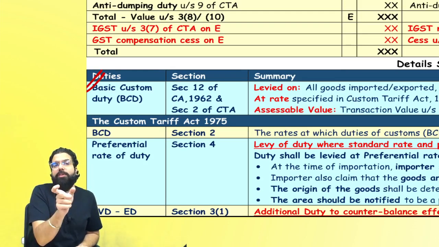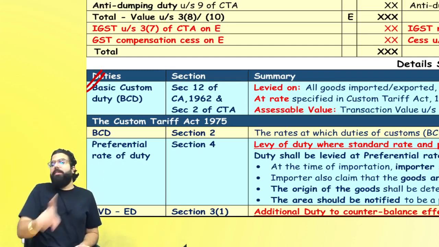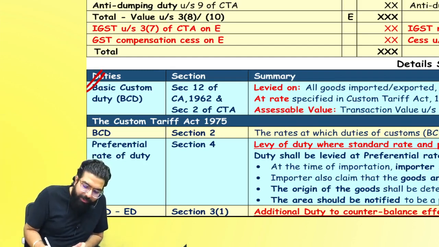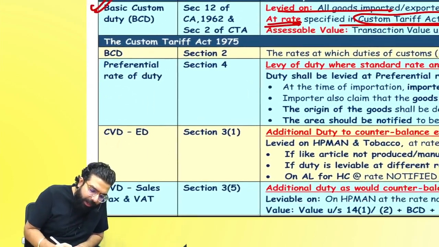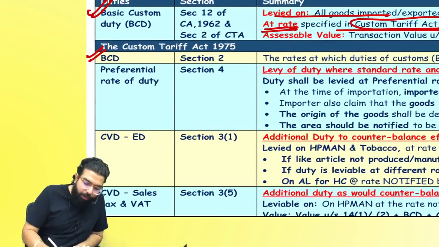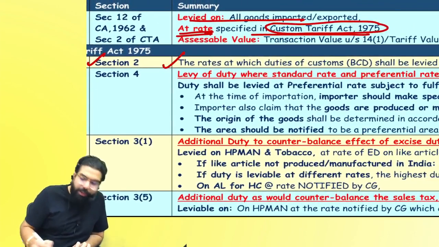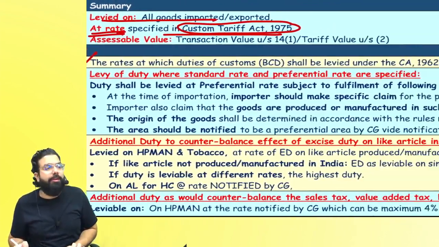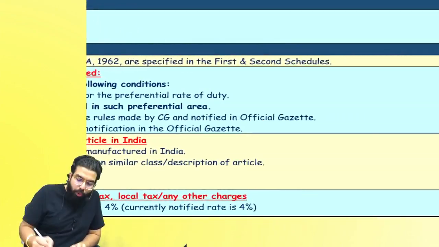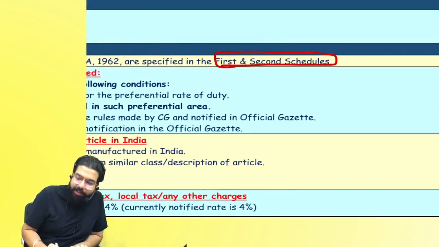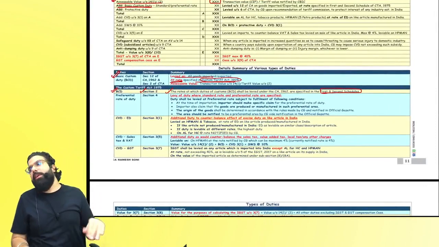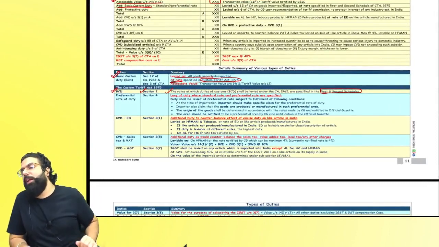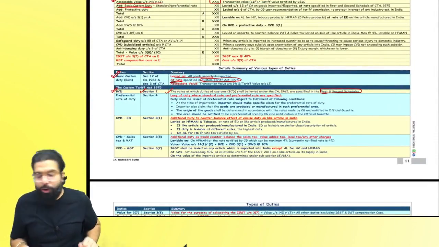That custom duty is levied as per the Custom Tariff Act. So custom duty is levied on goods imported at the rate specified in the Custom Tariff Act. So when you read the Custom Tariff Act, section number 2 says the rate at which duty shall be levied on goods imported or exported is basically told in the first schedule and second schedule. So first schedule gives you import duty rate. Sir, in case of export duty, the rate is basically given by second schedule.